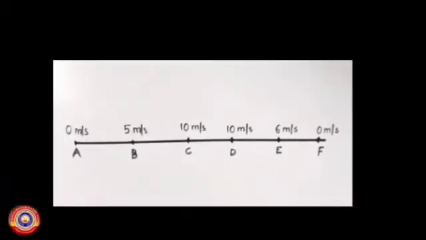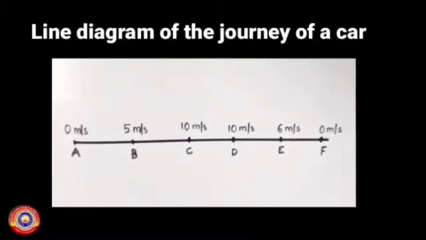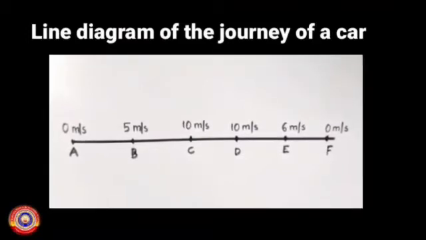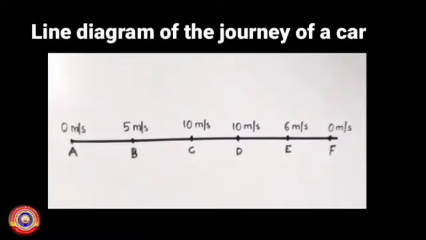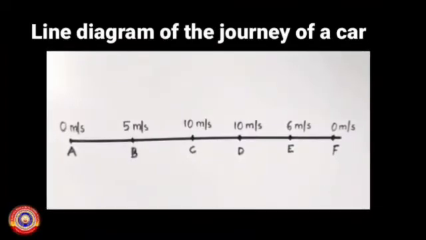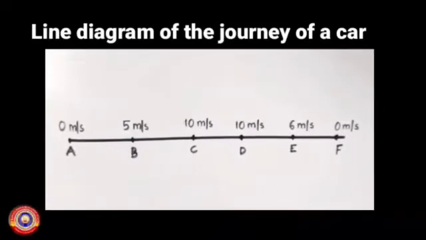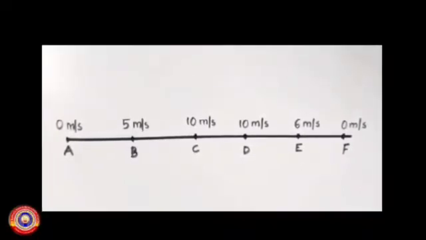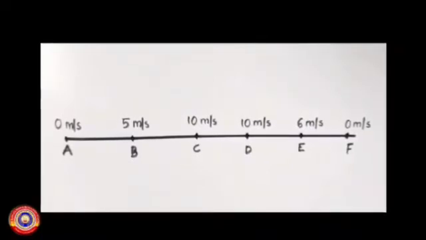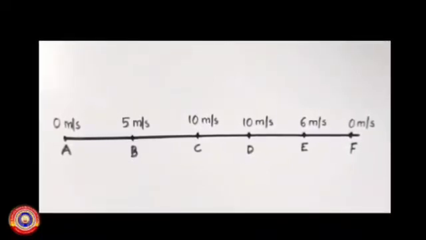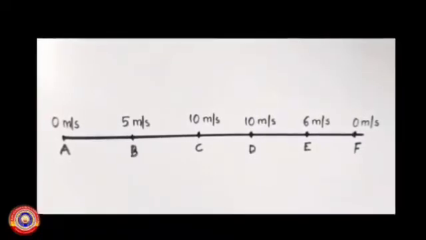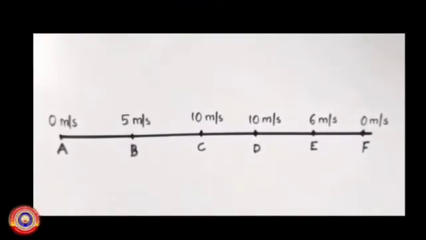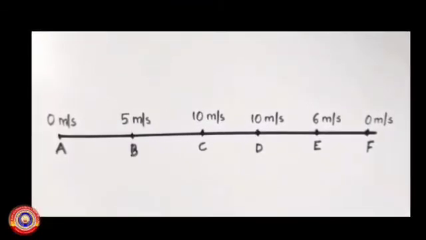This is the line diagram of the journey of a car when moved from the point A to the point F. The journey of the car started from the point A. That is, at A the car is not moving, so its velocity is 0. After that, the car arrives at B, C, D and finally reaches F. The journey of the car ends here. So at F, the velocity becomes 0. It takes about 5 seconds to reach each point.